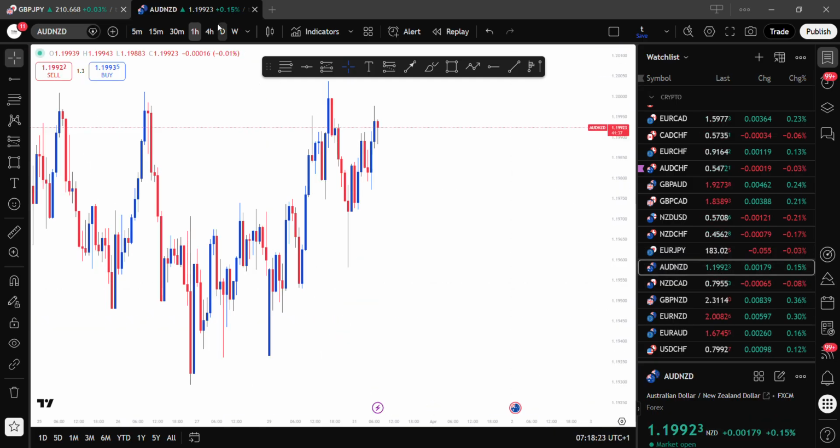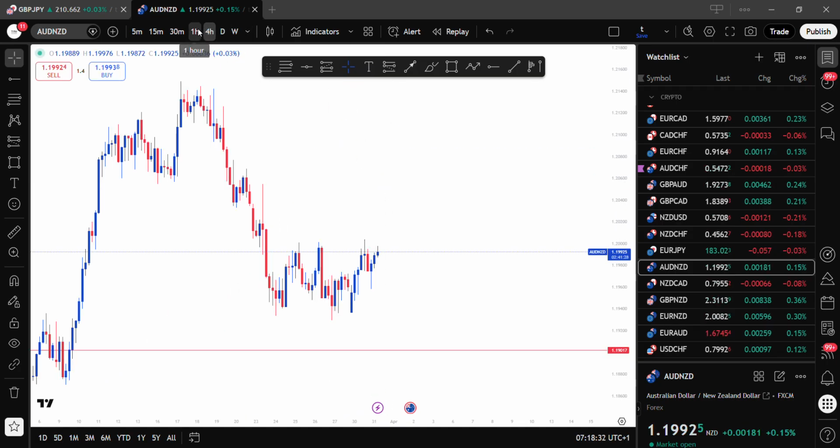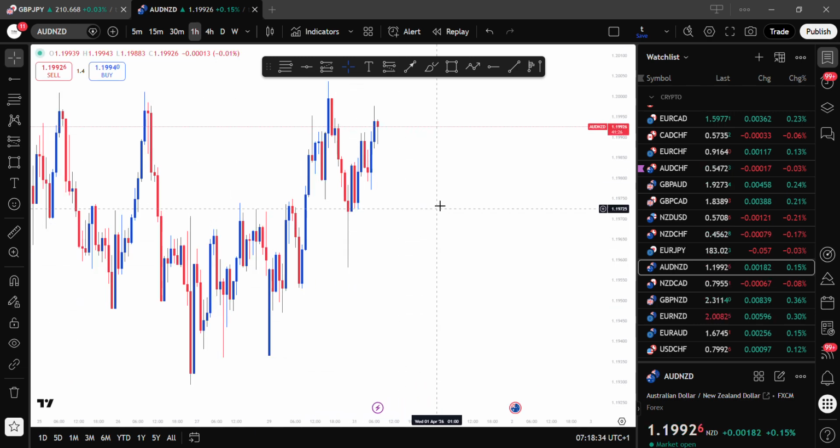On AUD NZD daily time frame, you can see market has been buying the whole time, but supposed to sell to this point, then the buy will continue. So let's see on the 4 hours, there's no entry to push to either sell the market. So there's no entry for now, just keep waiting.